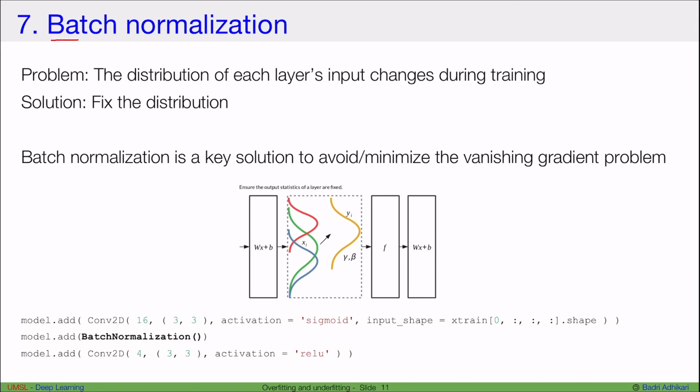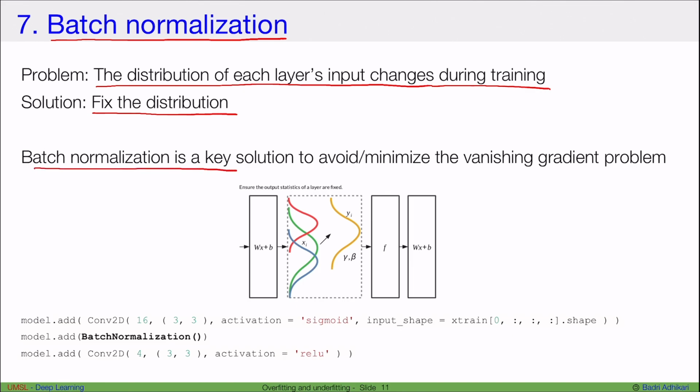Another technique of regularization is batch normalization. The problem that batch normalization solves is this. In deep learning, the distribution of each layer's input changes during training. And the solution that batch normalization proposes is to fix the distribution. Interestingly, this technique of fixing the distribution is a key solution to avoid or minimize the vanishing gradient problem.